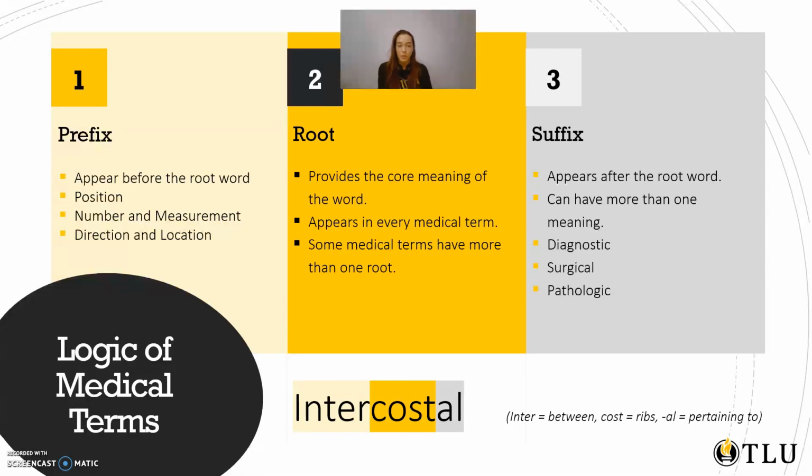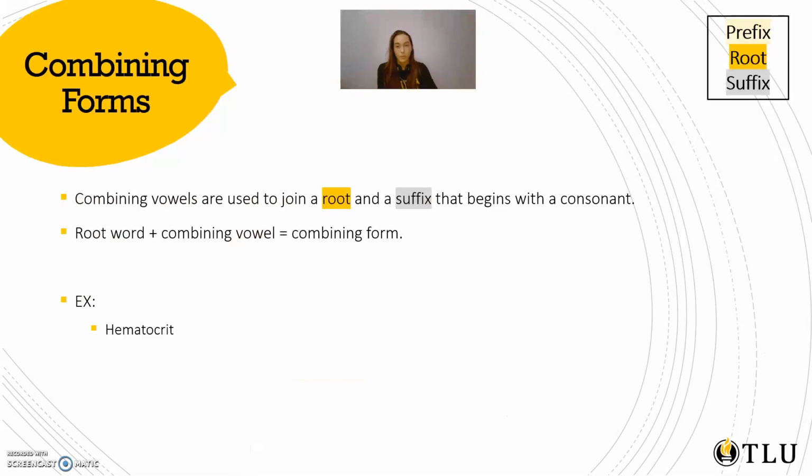My example down at the bottom, intercostal. Inter is my prefix, meaning between. Cost is my root word, meaning ribs, and al is pertaining to, and that's my suffix. So pertaining to, between the ribs.